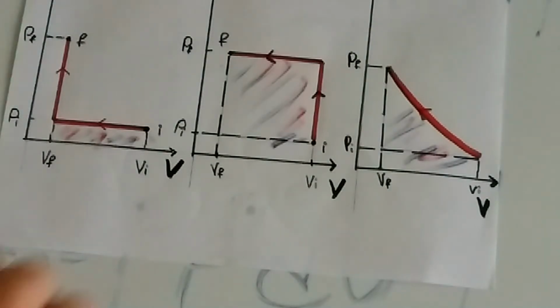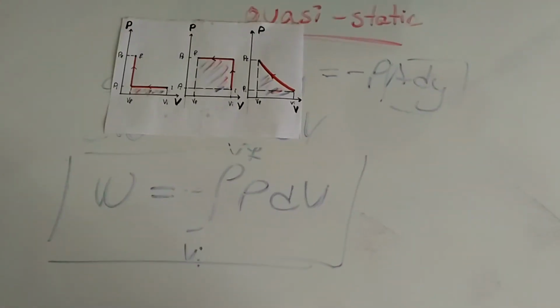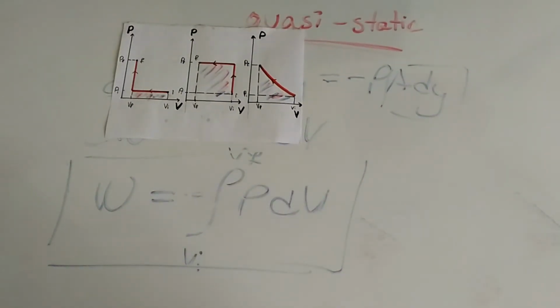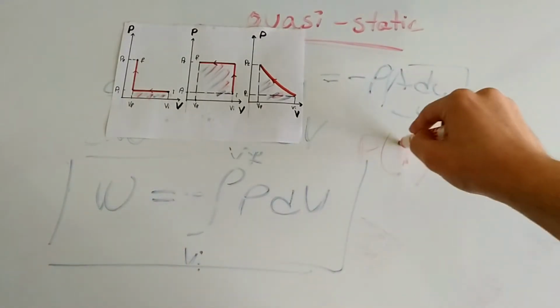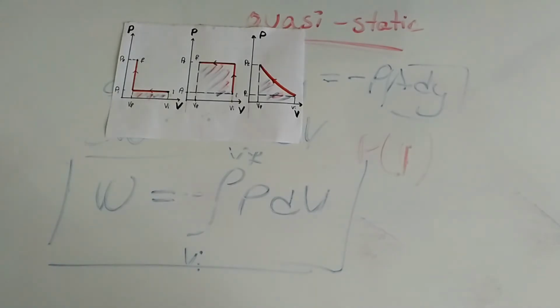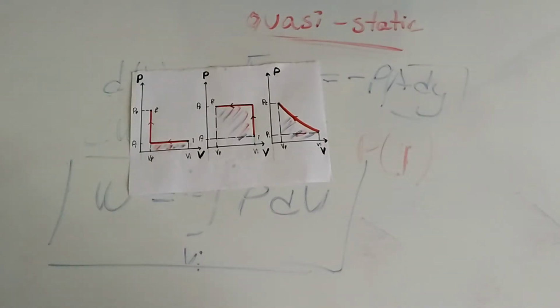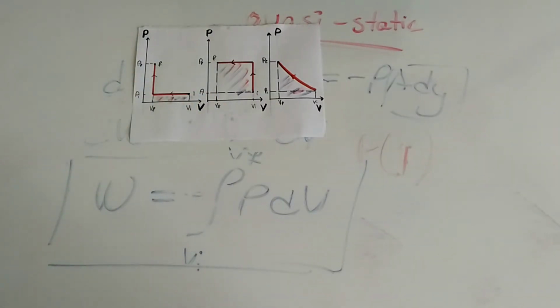Now, how do we calculate the work in all three cases? Of course we'll have to integrate P times dV, but we have to know the relationship of P in terms of the volume. What I mean is, we have to know the function of P in terms of V, because as we compress the system, the pressure increases and the volume decreases, so we have to know that relationship in order to calculate this.